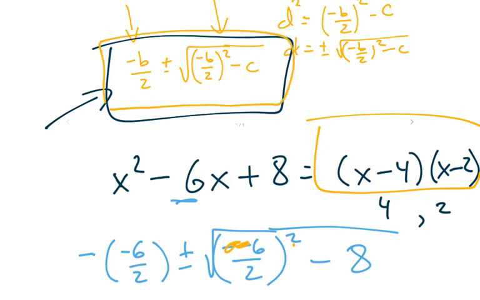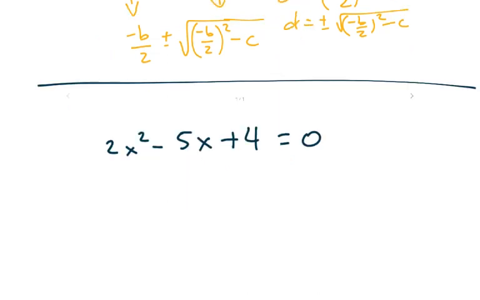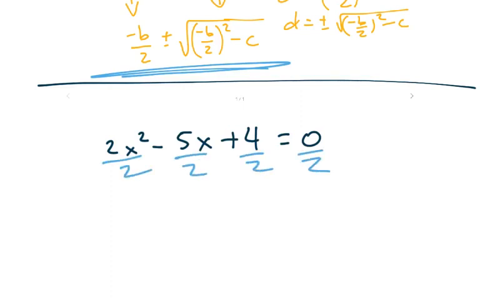Okay, so let's do another example. Let's say we have 2x squared minus 5x plus 4 equals 0. Now, this isn't going to factor out nicely, I don't think. So what I'm going to do is use this formula. Remember, in order to use this formula, the leading coefficient has to be 1. So I have to start off by dividing through by 2. This is going to give me x squared minus 5 over 2 x plus 2 equals 0.